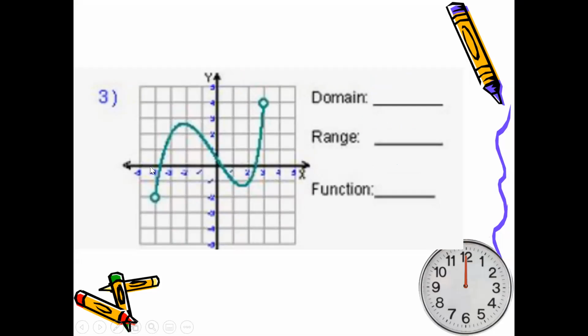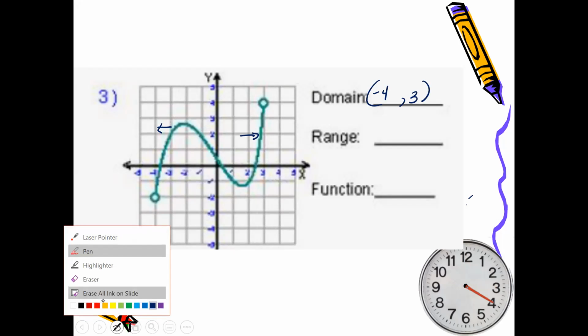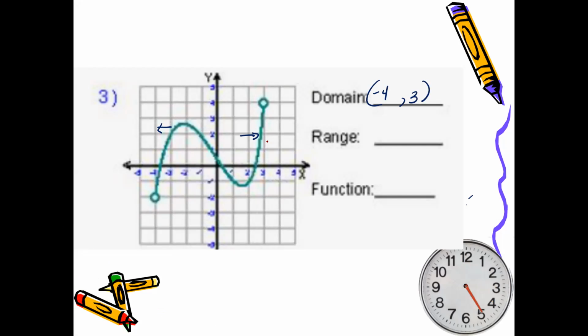Question number 3. Go ahead and pause the video and answer the following question: domain, range, and function. For the domain, you are starting off at -4, and it's an open circle, so parenthesis. How far are you going to the right? It is up to 3, an open circle, so it is going to be a parenthesis. For the range, you're looking at how far up and down. In terms of up, it stops right here at 4, so open parenthesis. Then for the range, how low does it go? It goes out to -2, so open parenthesis. And is it a function? Yes, it is.